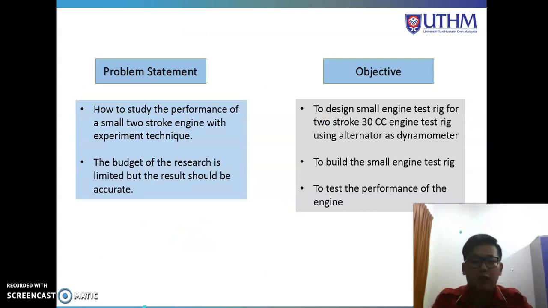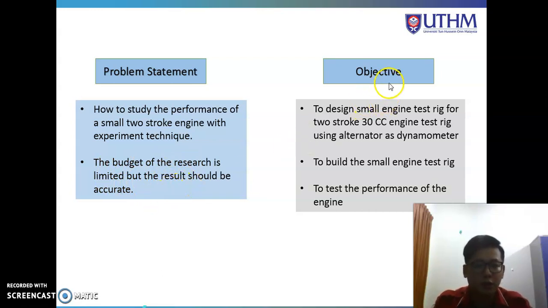Next is the problem statement. The first one is how to study the performance of a small 2-stroke engine with an experimental technique. And second, the budget of the research is limited, but the result should be accurate.